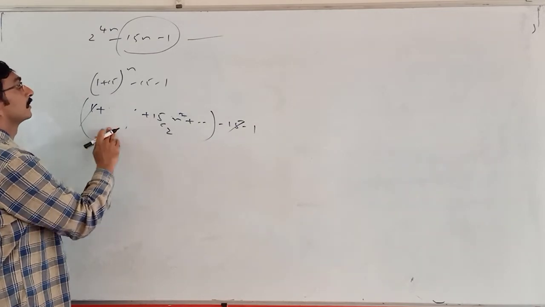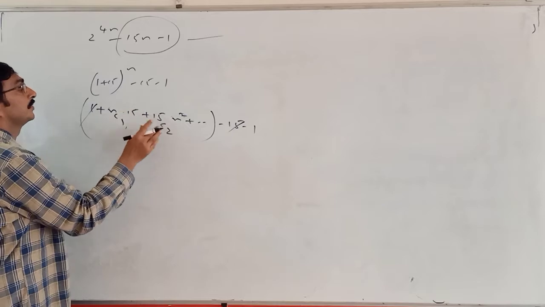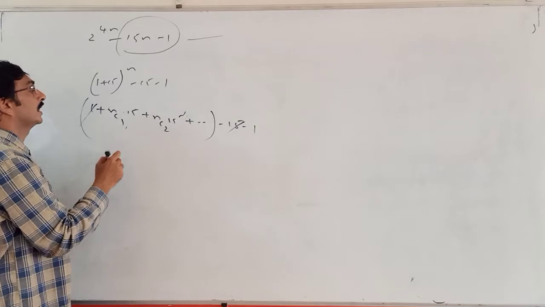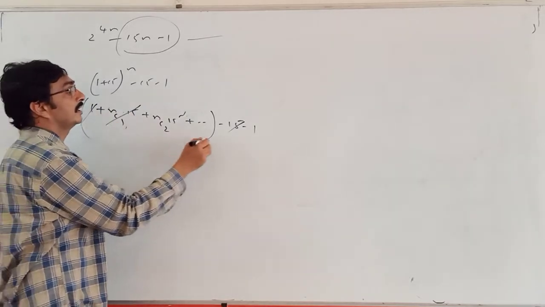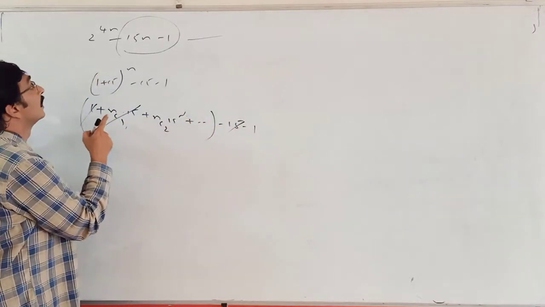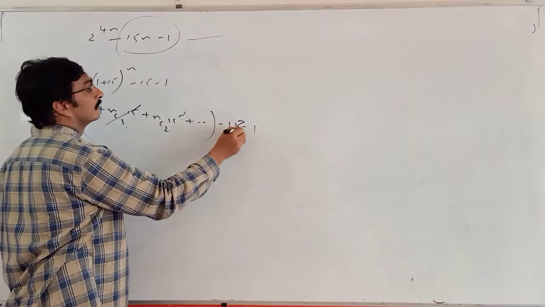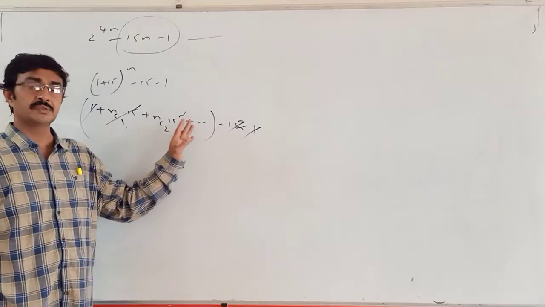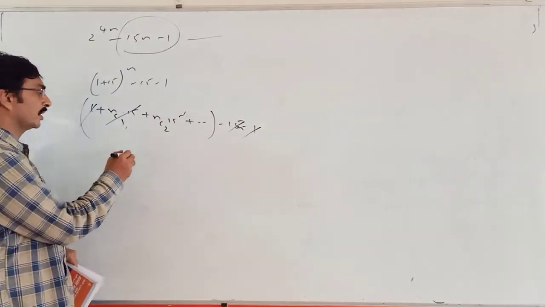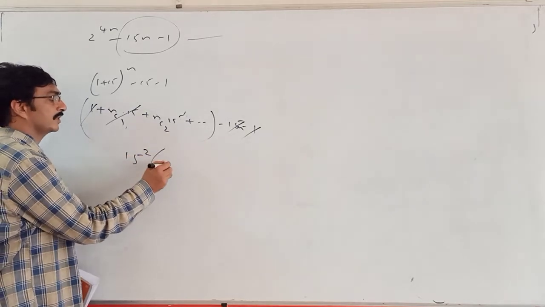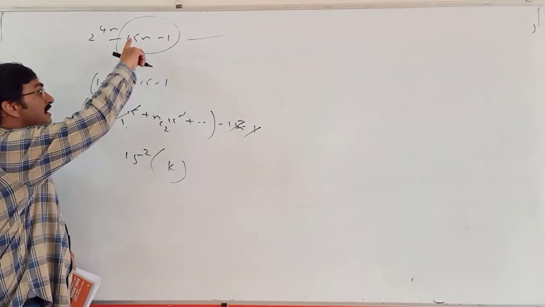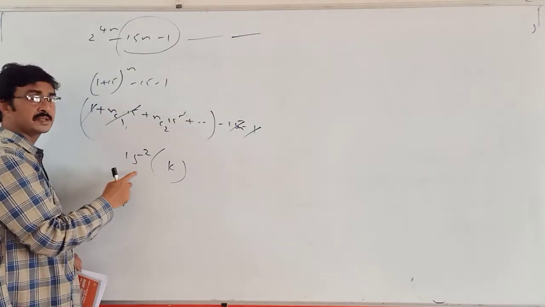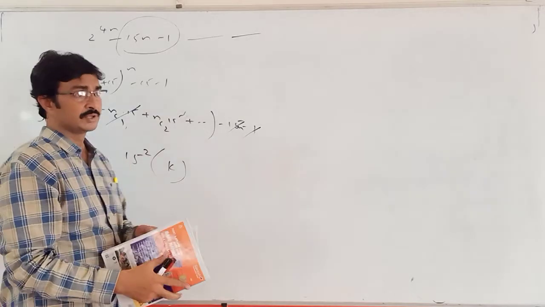nC1 into 15 plus nC2 into 15 square. The nC1 value is n, so 15n and 15n also cancel. Now we have 15 square, next 15 cube, next 15 power 4 and so on. From the remaining terms we can take 15 square common, into some integer, which means the sum is divisible by 15 square. So clearly it is a multiple of 15 square, so that number is divisible by 225.